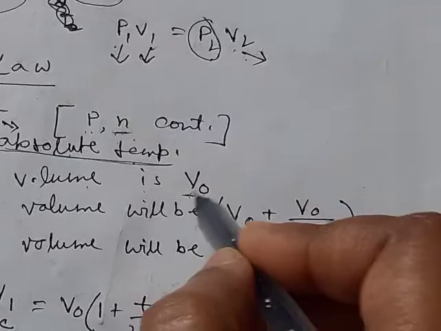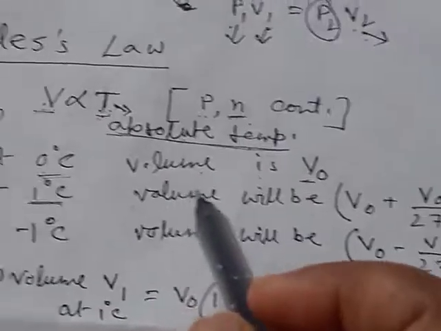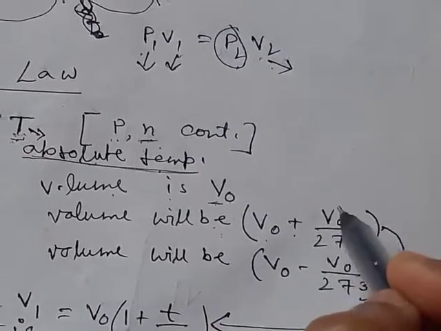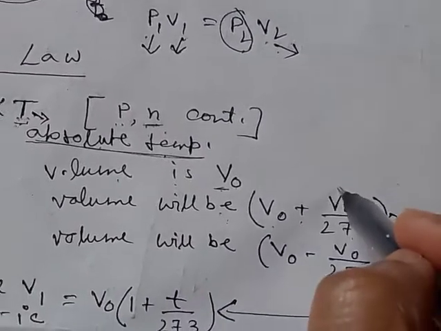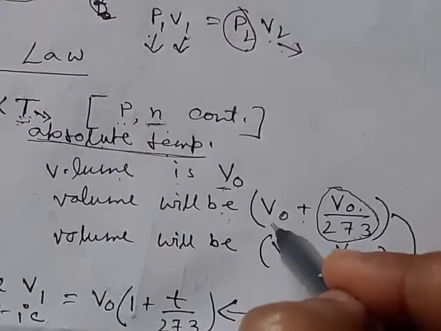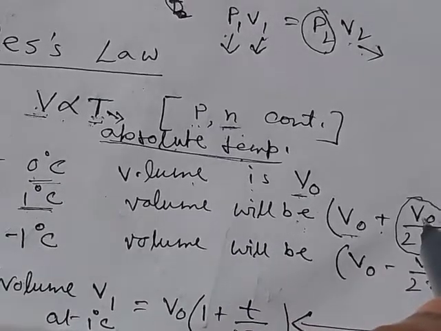V0 is the original volume, so the rise will be V0 by 273. So, at 1 degree the volume will be V0 plus V0 by 273. This amount of volume rises, so this is to be added with the original volume. So, this is the volume at 1 degree centigrade.